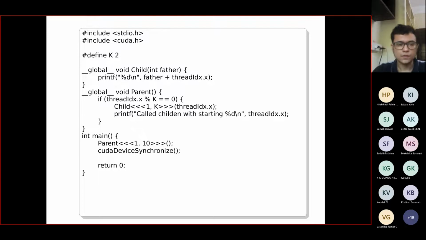So here we are calling a parent kernel with 10 threads. They are warp threads, and within the parent kernel, if threadIdx.x mod 2 is 0, please note that K is defined as 2, we are calling some child kernel with 2 threads, and we are passing this thread ID, and then we are printing something. Inside this child kernel, we are printing some number based on the ID of the father and the current ID of the thread. So please think about it and post your answers in the chat, and probably then we will discuss it.